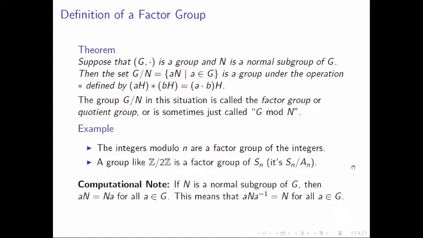Just as a computational note here, if N happens to be a normal subgroup of G, then left cosets are equal to right cosets for all a in G. That's our definition. What's often computationally more helpful is to use this alternative and equivalent condition that a subgroup N is normal in G if and only if aNa inverse is equal to N for all a in G.